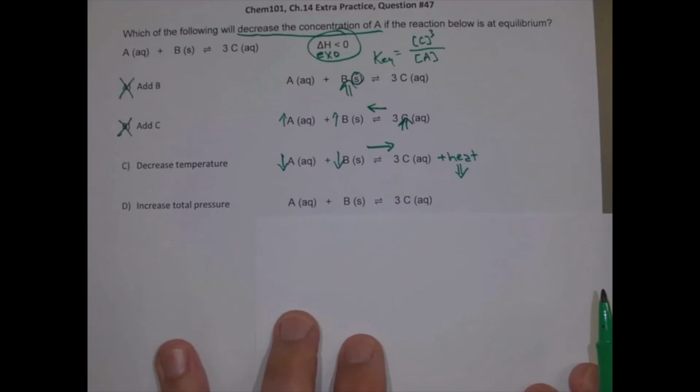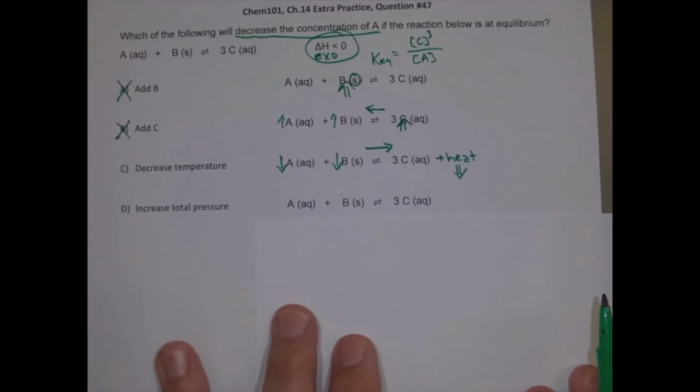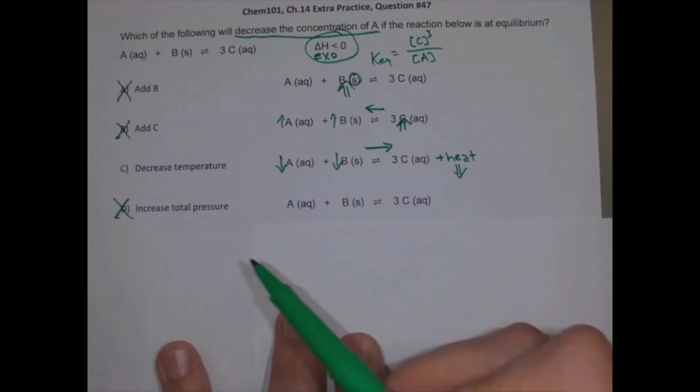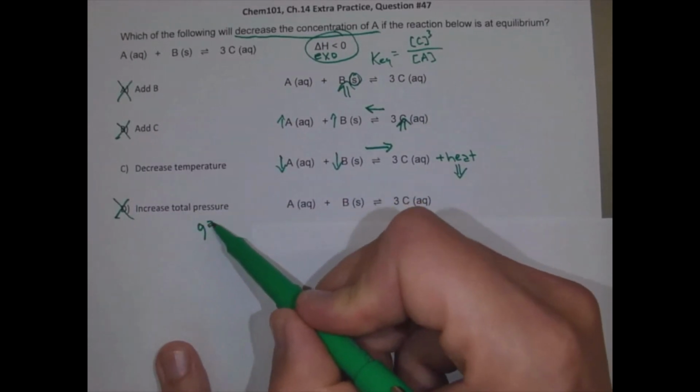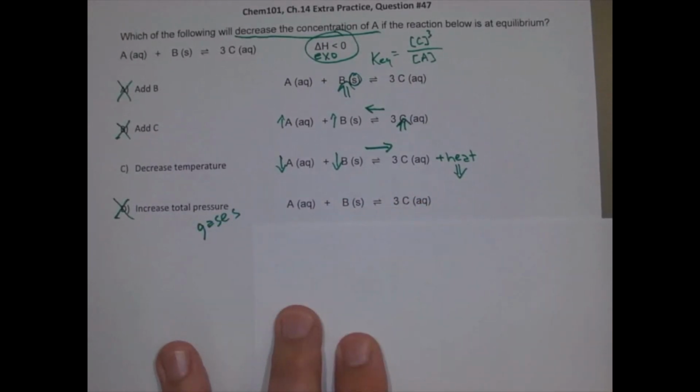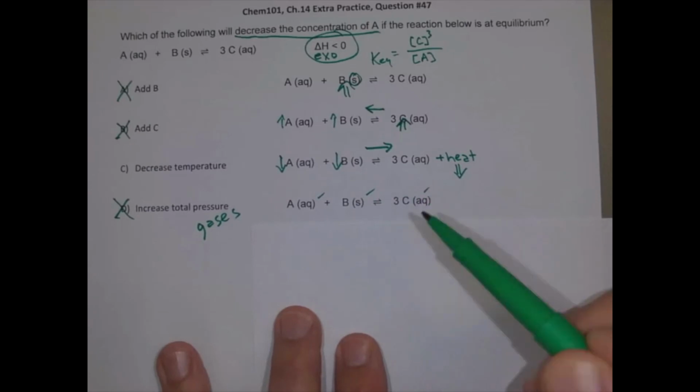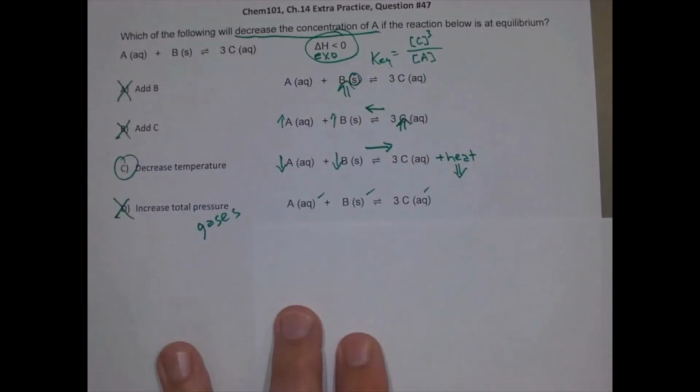So D says we increase the total pressure. Let's just eliminate D because this only has to do with gases. Changing the total pressure is only going to influence the equilibrium if there are gases, and none of these are gases. So it looks like C is your correct answer.